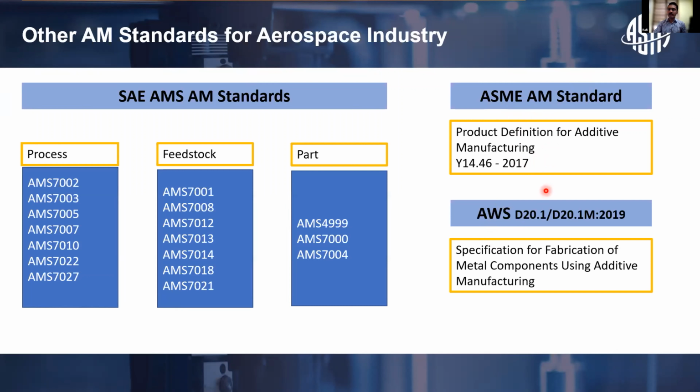And another important standard is from the American Welding Society. It's called D20.1-2021, and this standard gives you the specification for fabricating additive manufactured parts using different metal additive manufacturing methods. So this is a standard which covers both powder bed fusion as well as DED, and this is mainly applicable for industries like maritime and things like that. So this particular standard gives an overall picture on all different processes.